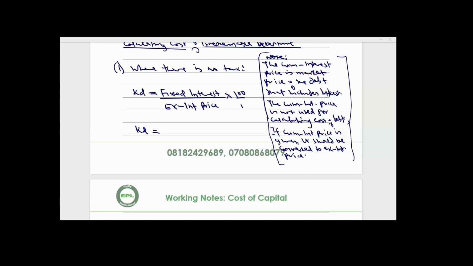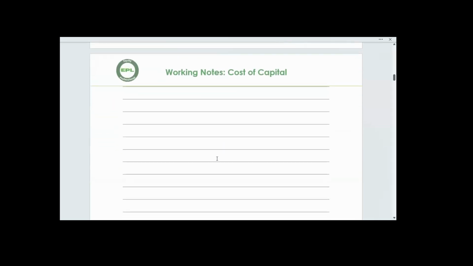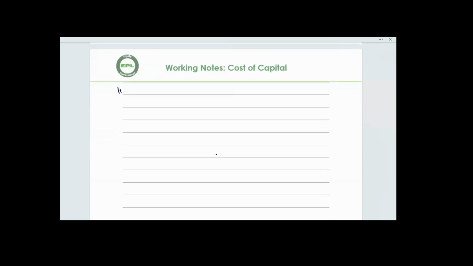All right, so let's put it down. So this will be 9 divided by 102 multiplied by 100 over 1. So this will give us approximately 9%. So the cost of irredeemable debenture where there is no tax is equal to approximately 9%. Okay. Then number 2.